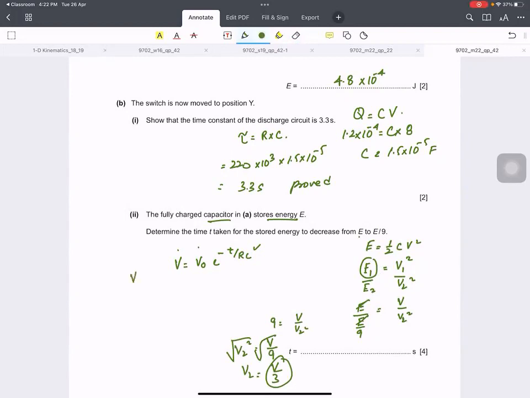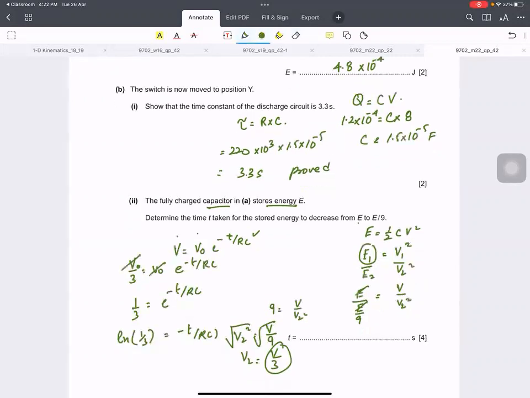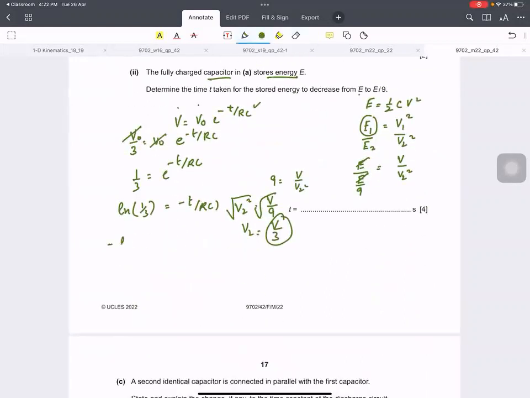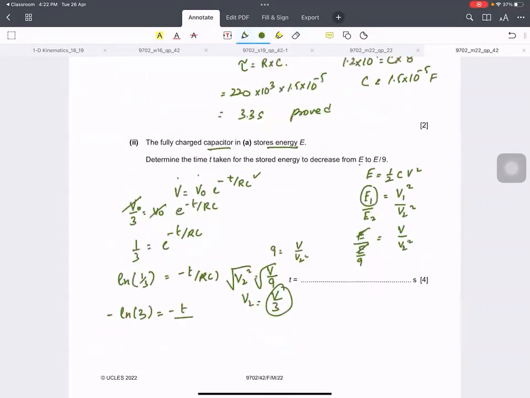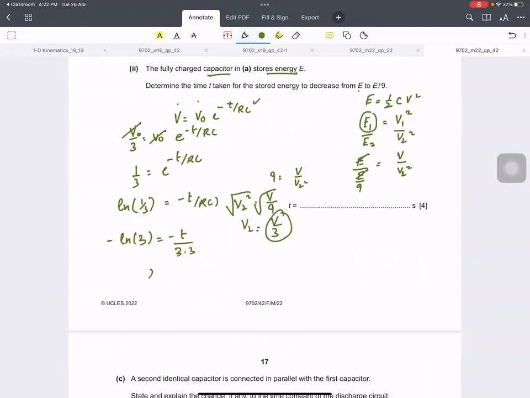Anyway, so it means this will be V/3, this will be V0, and this will be E to the minus T over RC. This and this cancel, 1/3, and ln 1/3 equals minus T over RC. अच्छा, अब यहाँ लिख सकते हैं -ln3 equals to -t, और टाइम कांस्टेंट हमने निकाला था 3.33. So ln3 times 3.33 is 3.6 seconds. Yay. Okay.